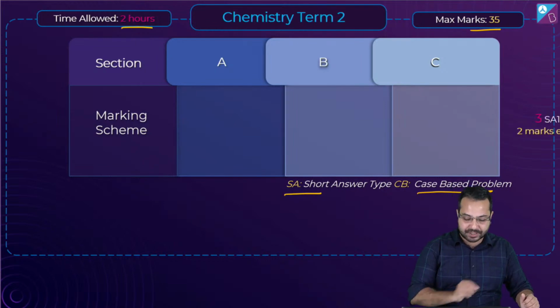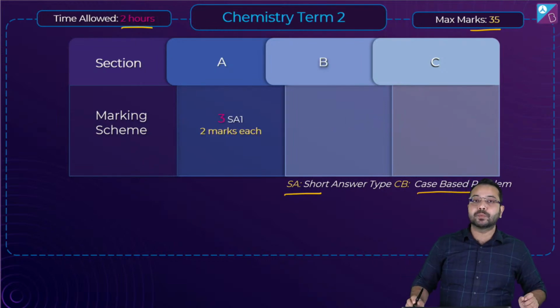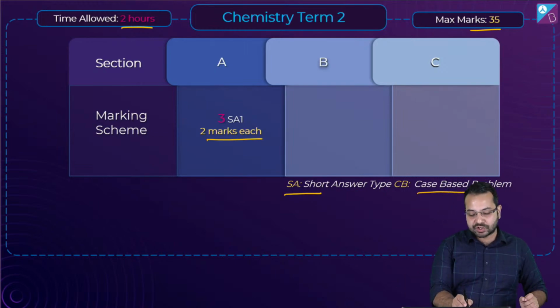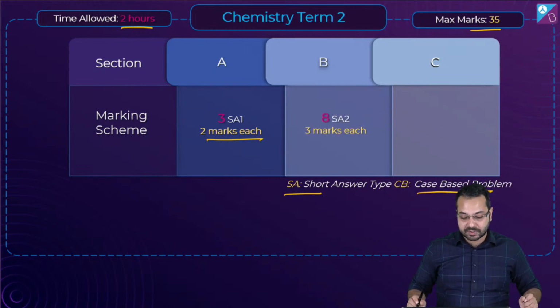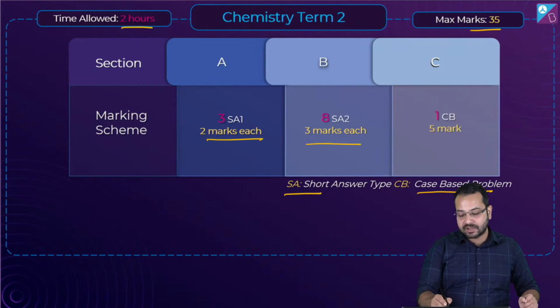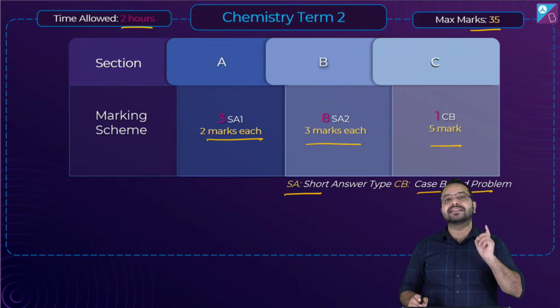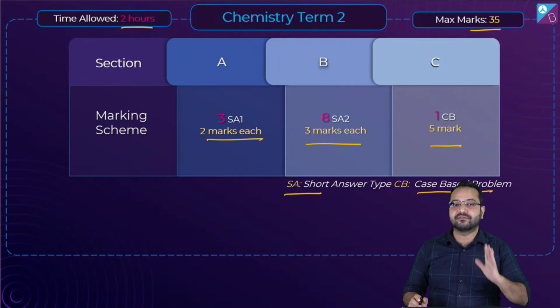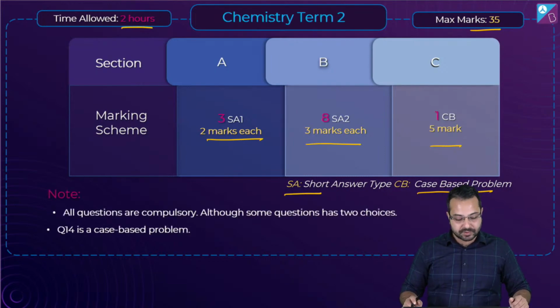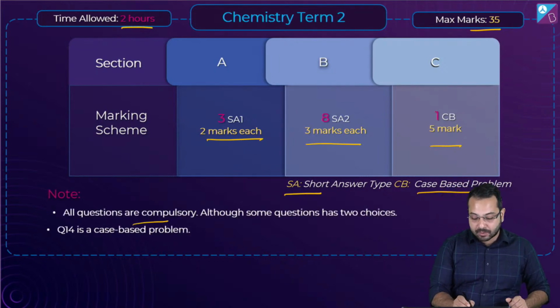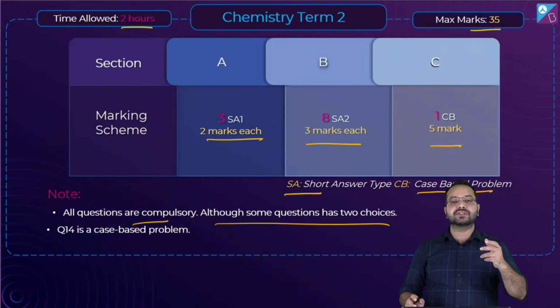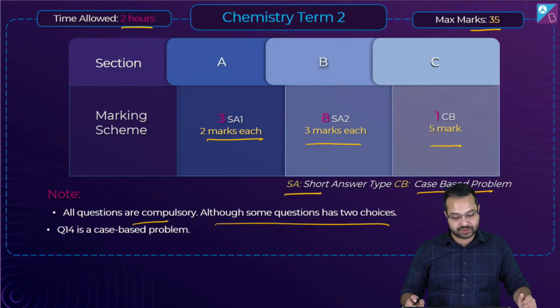Alright, so let's see the split. In section A, there are going to be 3 short answer questions, which carry 2 marks each. Then there are going to be 8 short answer type questions in section B, which carry 3 marks each. And then in section C, there's going to be 1 case based question, which carries 5 marks. Now all questions are compulsory, but as I said, some questions may come with options. There can be internal options in the questions.